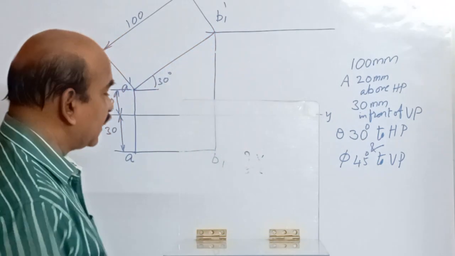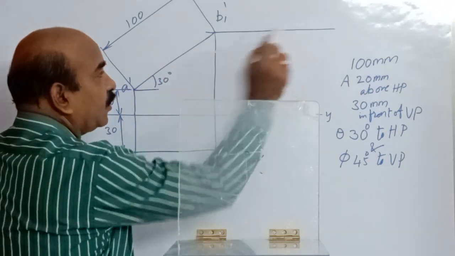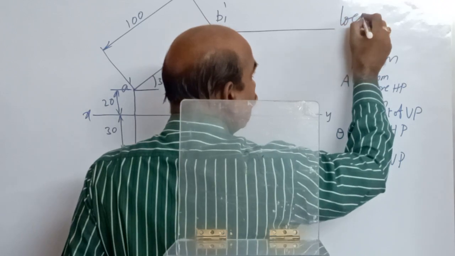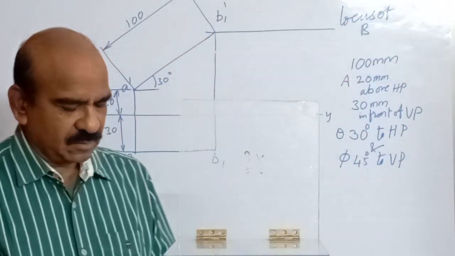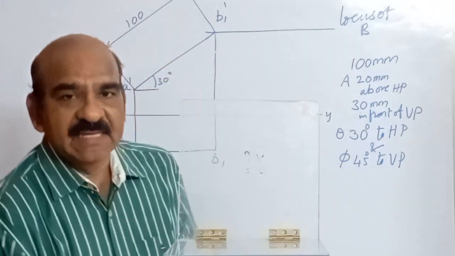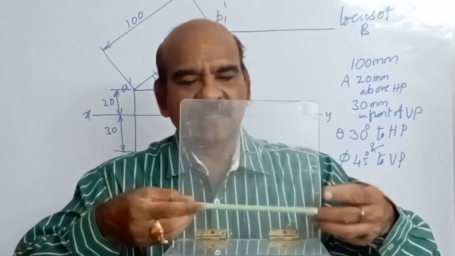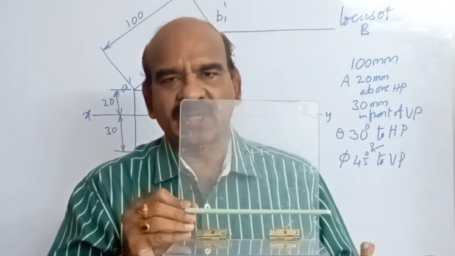One is the length of the line in the top view is AB1. In the front view, this is the locus of B, we call it as the locus of B in the front view. Okay. Now, we'll take the line in another position, that is line second initial position. I call it as second initial position.